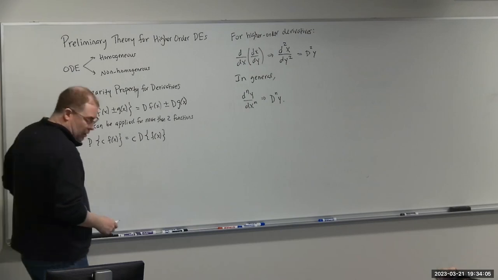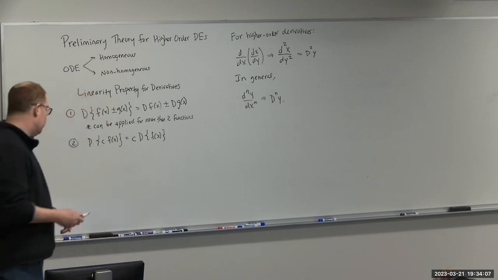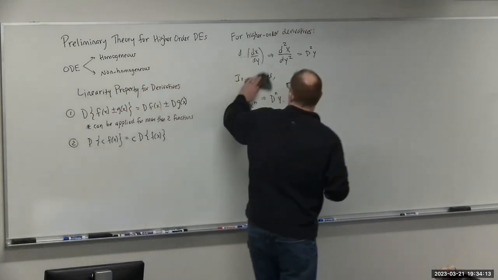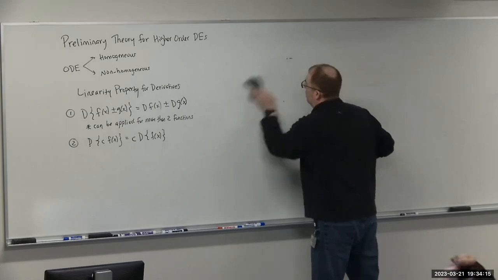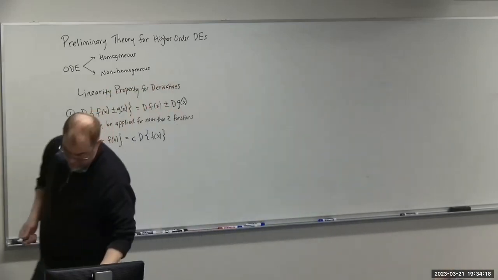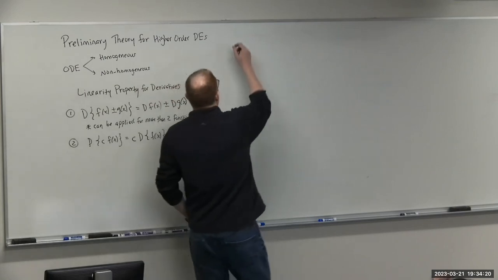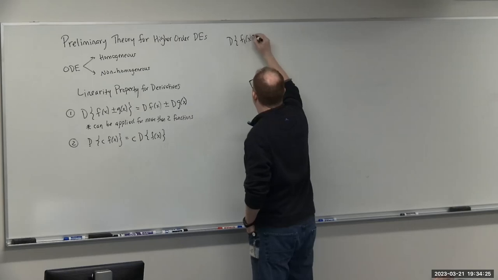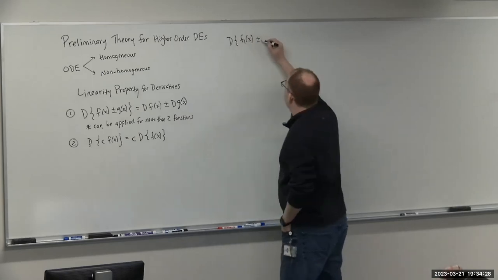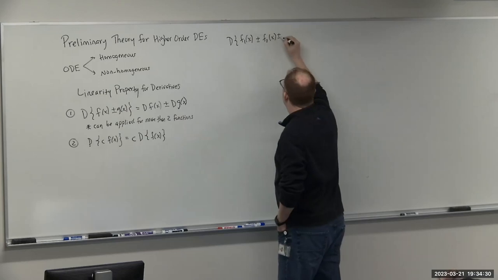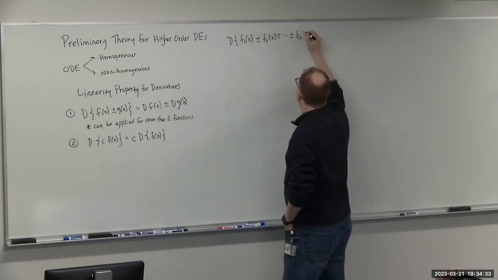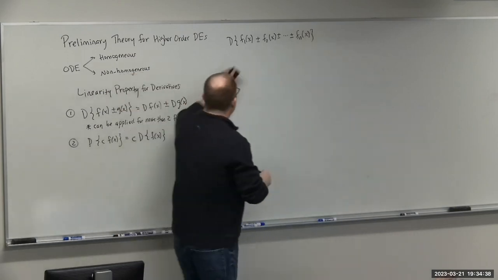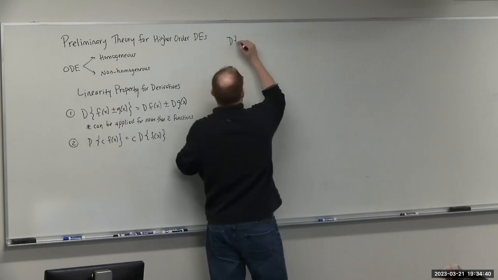In fact, we can extend this idea. If you have D, let's say F1 of X plus, let's say minus F2 of X, dot, dot, dot, you can extend this idea. And then let's put some constants in front of there.